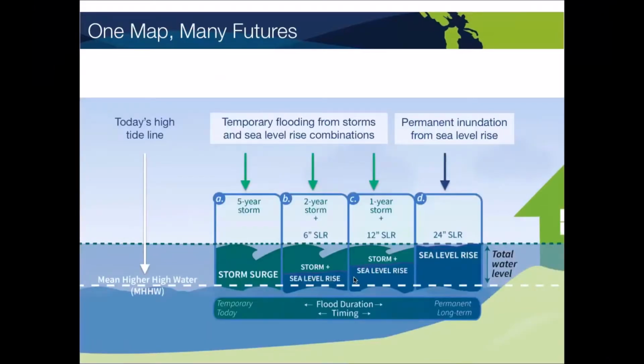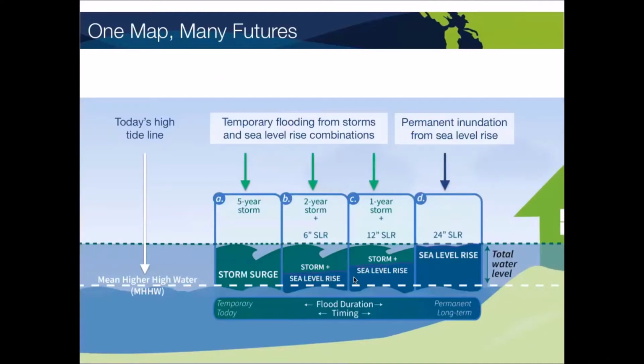And so lastly, the Flood Explorer is a unique tool because it displays what we call the one map, many features approach, which displays a single total water level that can represent different flood scenarios. So this approach allows us to consider the impacts of flooding arising from various scenarios simultaneously. For example, we can see in this graphic that a 5-year storm could create the same total water level as 24 inches of sea level rise, as well as what other combinations could cause the same level of flooding.